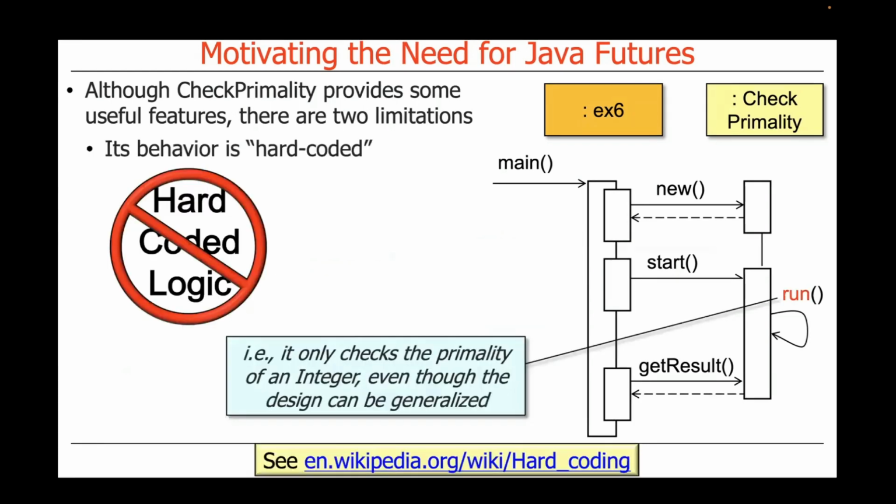The first limitation is that the behavior of the check primality class was hard-coded. Hard coding is generally not a desirable thing, especially if there are better alternatives. And in particular, the check primality class only checked the primality of an integer, or a big integer in this case, even though the design can be generalized. So that was one of the limitations with this approach.